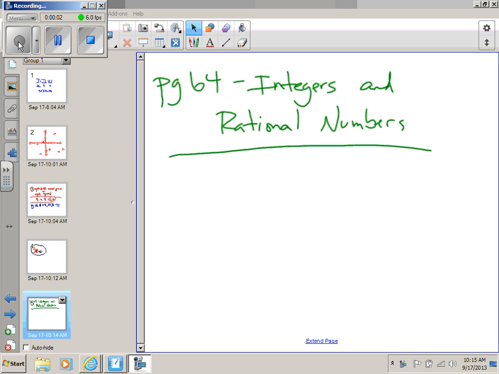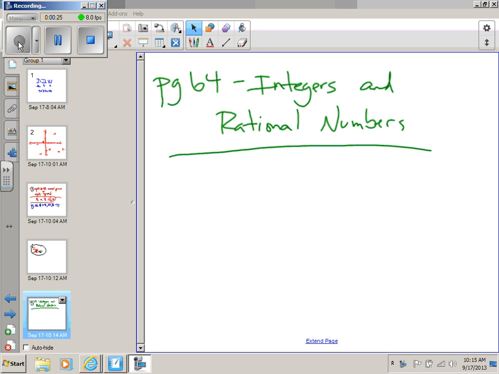Integers and rational numbers, page 64. A lot of this information is going to be review. However, where in the past a lot of these things were separate lessons on their own, now they're just going to cram it all into one, assuming and knowing that you have seen it before.